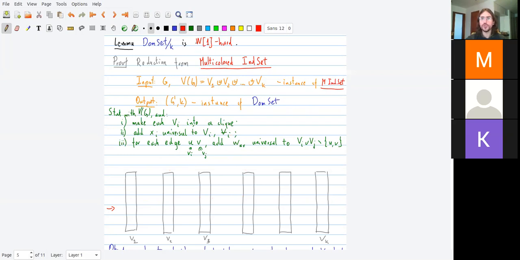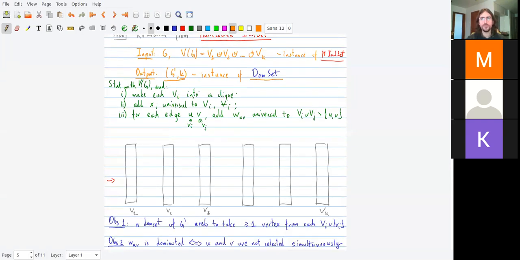And on the output, I will construct a new instance of the dominating set problem, with a new graph G prime that will be somehow defined based on G. And the size of the dominating set I will be asking for is exactly k. This will be the same parameter as the input parameter. So again, the parameter blow up is governed by the identity function. So how do we construct G prime?